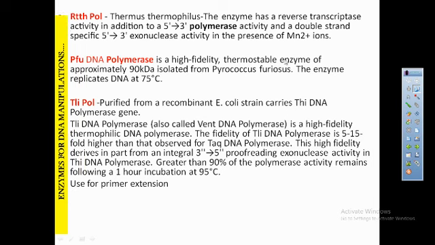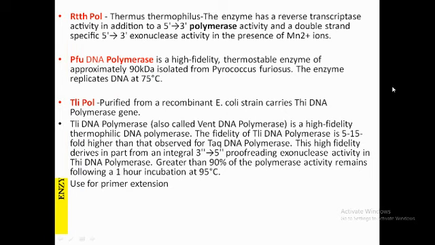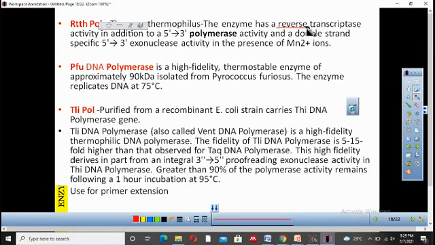So here are some details. rTth is from Thermus thermophilus. This is the bacteria from which it has been isolated, and the enzyme has reverse transcriptase activity in addition to 5' to 3' polymerase activity. So suppose the 5' to 3' messenger RNA is there, then it will synthesize from 5' to 3' by this polymerase.